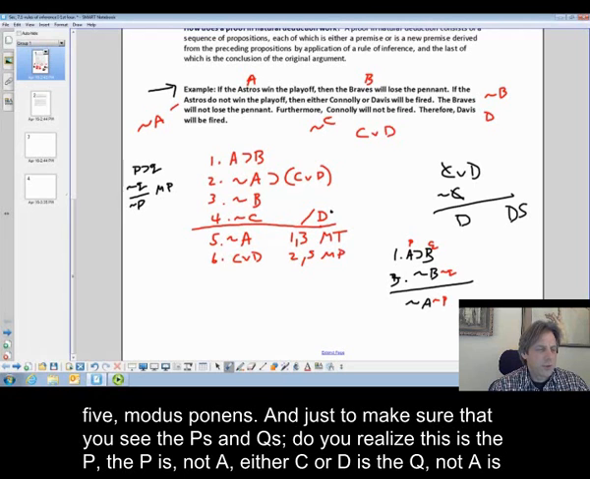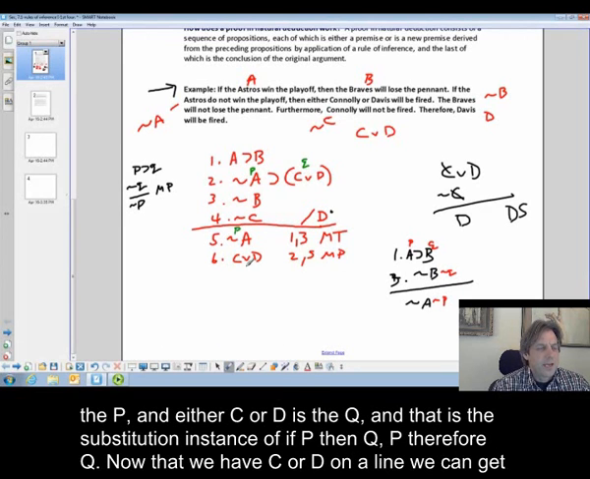And just to make sure that you see the P's and Q's, do you realize this is the P? The P is not A. Either C or D is the Q. Not A is the P. And either C or D is the Q. And that is a substitution instance of if P, then Q, P, therefore Q.